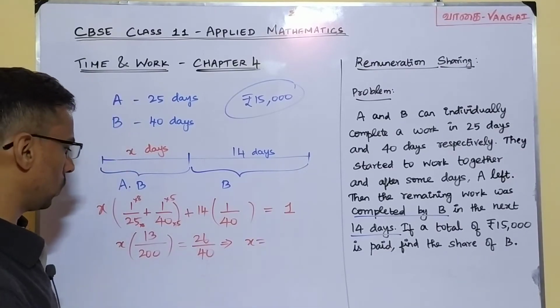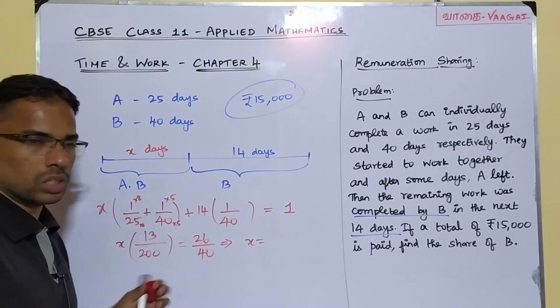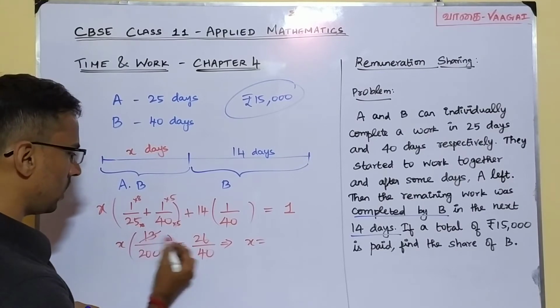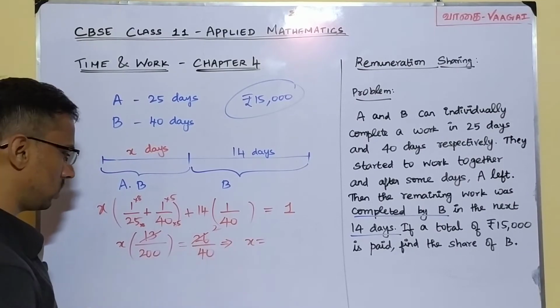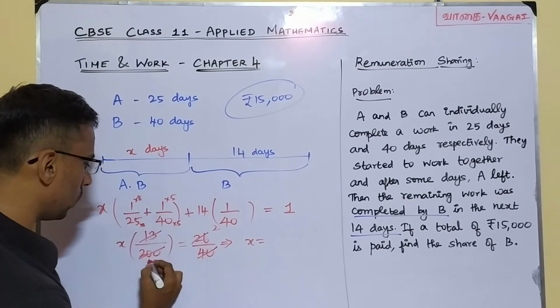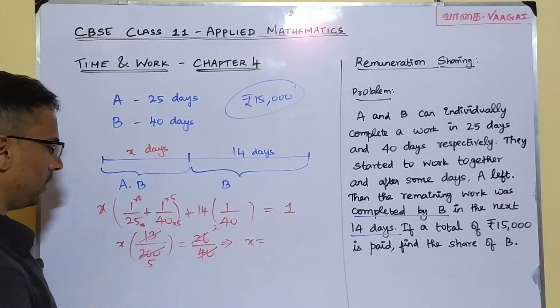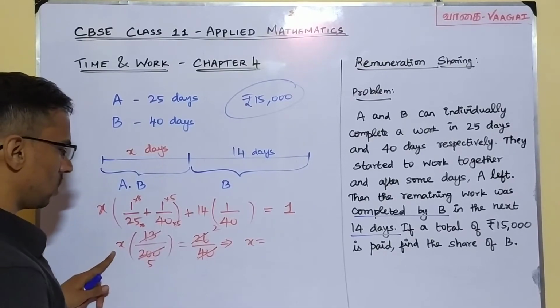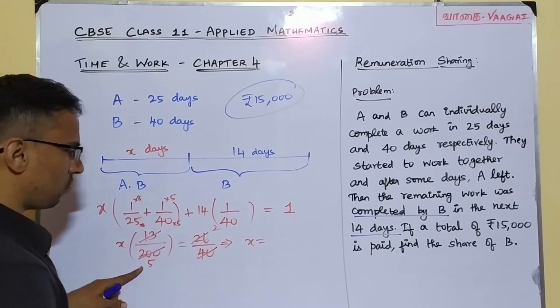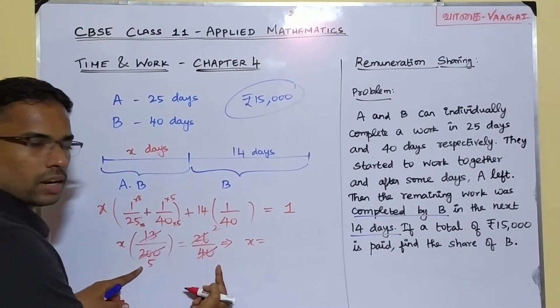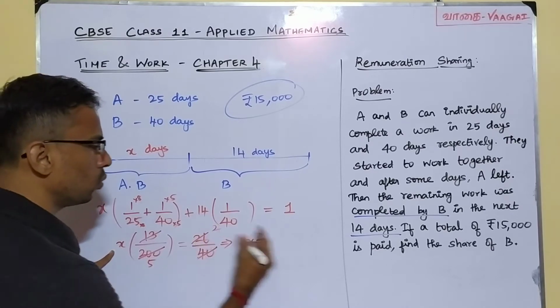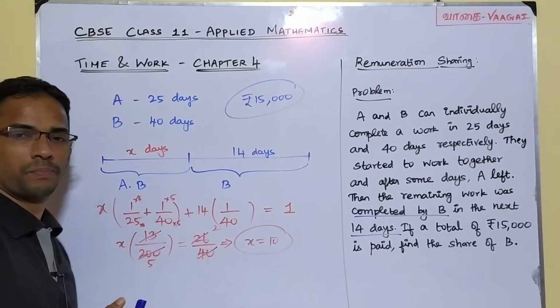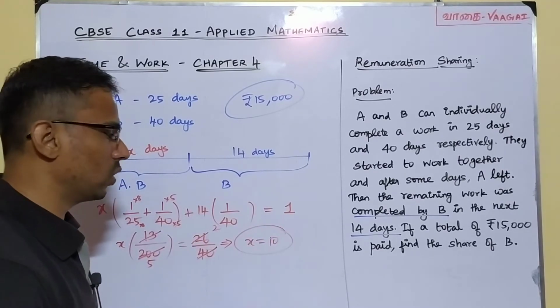So x will be equal to, numbers are very easy for us to do the simplification. So I'm going like 13 2s are this 26, and here I've got 40 and 200, this is 5 times. So it's very easy for me to say x is equal to 1 by 5, here it is 2 by 1. That's it, right? So x will be equal to 5 2s are 10. So I got the value of x is equal to 10.